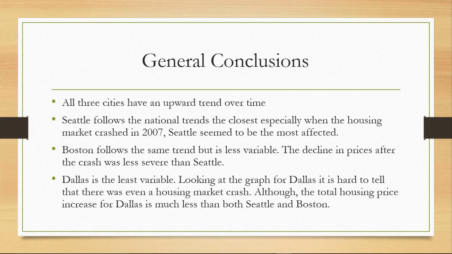Boston follows the same trend but is less variable. And then Dallas is definitely the least variable. Looking at the graph for Dallas, it's hard to tell there was even a housing market crash, although the total housing prices did decrease during that time and then increase after that. It was very minimal.